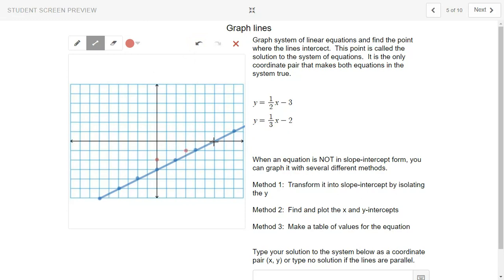Up 1 over 3. Down 1, left 3. Down 1, and left 3.